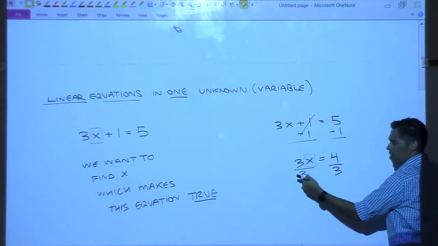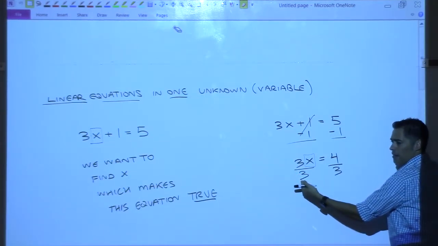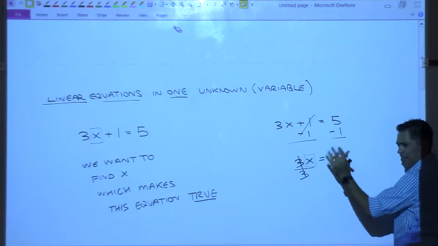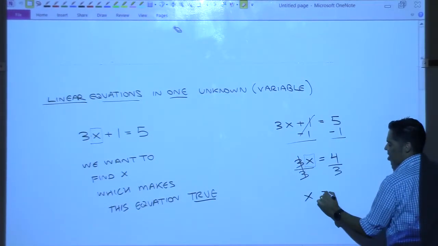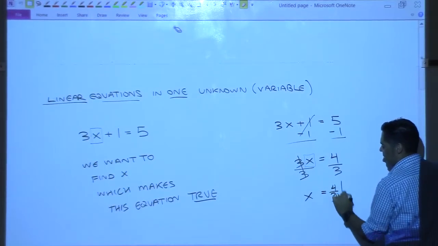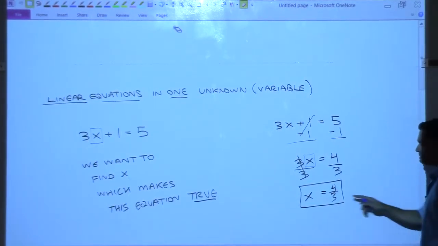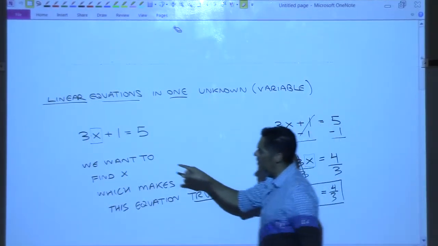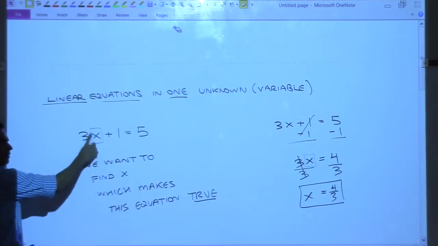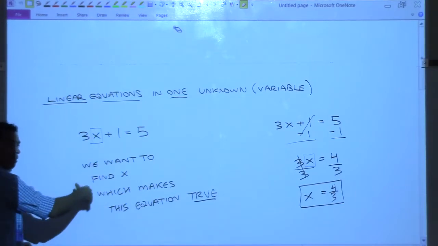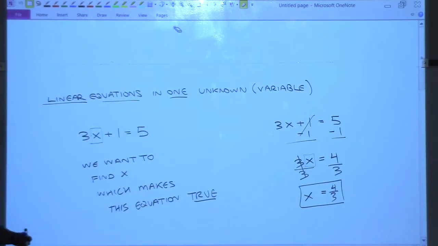And what is 3 divided by 3? 1, right? So these reduce, and it's basically a 1, but we won't write 1. We'll just write x, and then equals 4/3. And that's your answer right there. X is isolated. So if you replace this right here with 4/3, we should get a true statement, right? For this example, I'm going to check my work, but I'm not going to require you to check your work. All right? But I'm going to check it for this one.